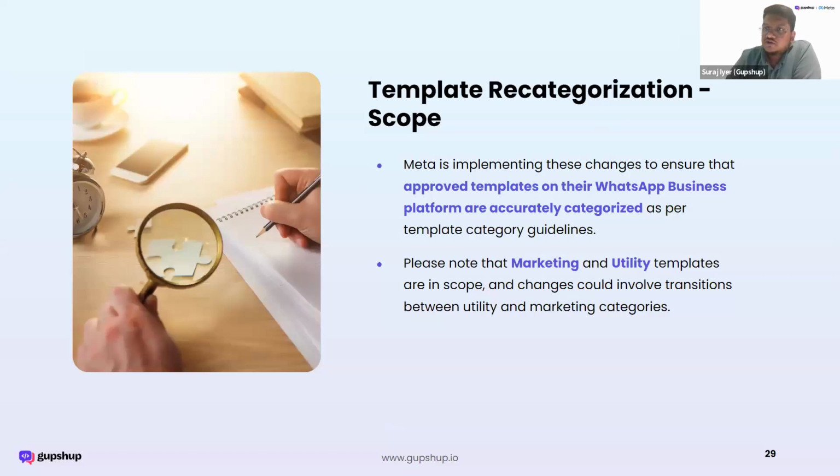So in this particular scope, only marketing and utility are a part of the scope. Authentication is not yet a part of the scope. So only the category changes will happen between marketing and utility, and authentication will not be a part of it.